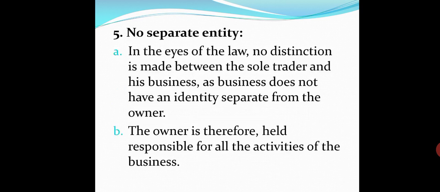So there is no separate legal existence in the eyes of law. Both owner and his business are treated as one and the same. The owner is therefore held responsible for all the activities of the business. So on behalf of the business, if the owner enters into any contract and that contract may lead to any loss in future, then the owner himself is responsible for that particular loss. So the fifth important feature of sole proprietorship is no separate entity.